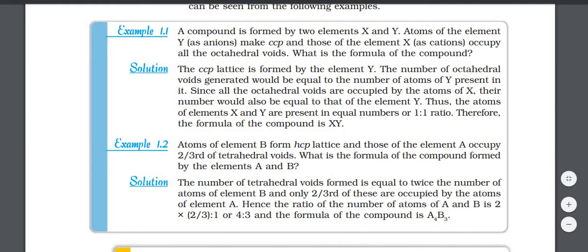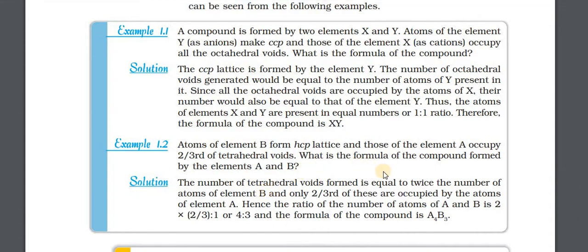Now if B is occupying X, then tetrahedral would be 2/3 X. Tetrahedral voids here, A occupies 2/3 of tetrahedral voids. Now if B is X, A would be 2X, and A would be equal to 2/3 into X. So what I want to say is B is occupying octahedral voids, and you know that octahedral voids is equal to the number of atoms n. And whether I take n or x, that is the same thing.